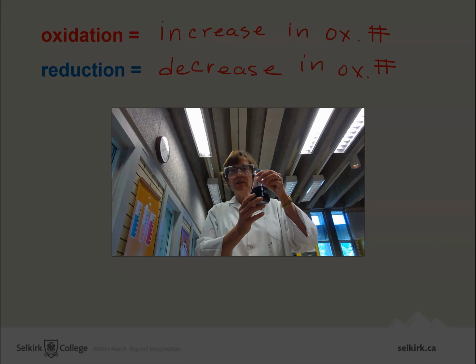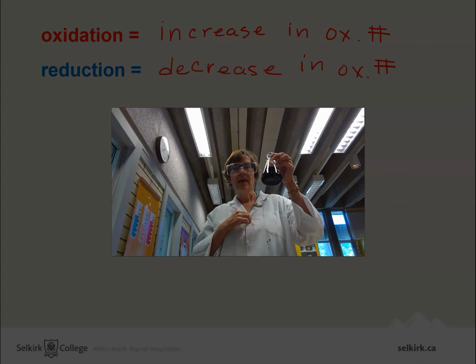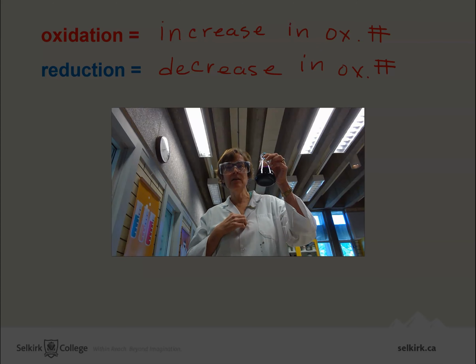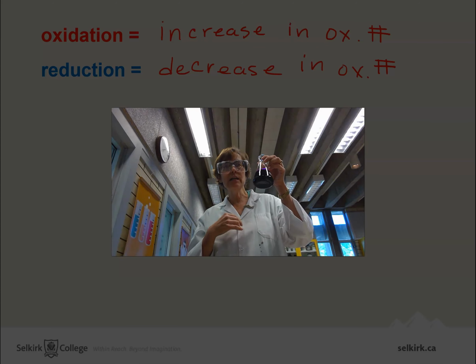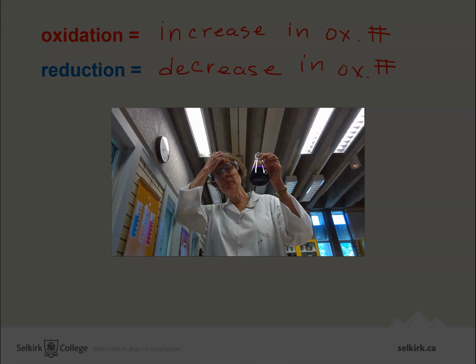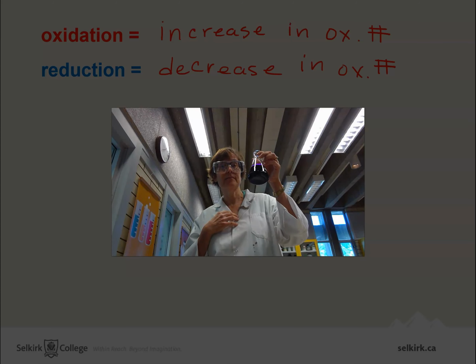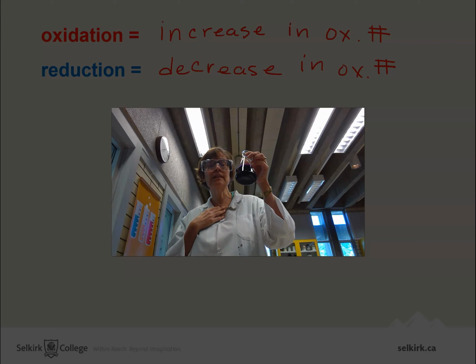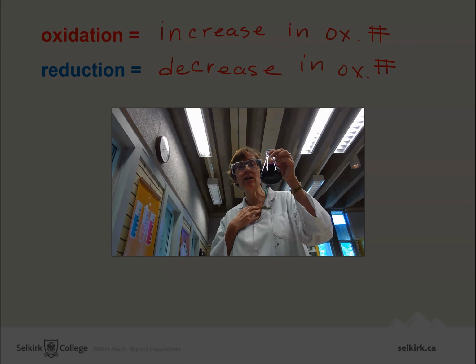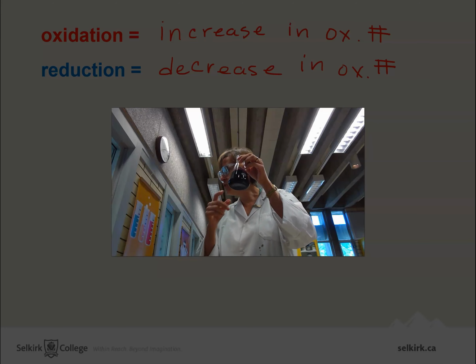I've got a solution here of potassium permanganate, and I know you don't know what that is. That is KMnO4, a nice deep purple solution. I want you to determine the oxidation number of the manganese in the permanganate. Again, KMnO4. I think you should find that it is +7. That's a high oxidation state. Now, this is a deep purple solution.